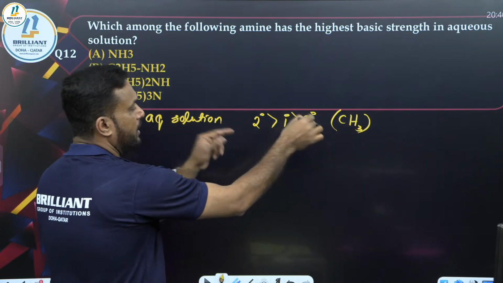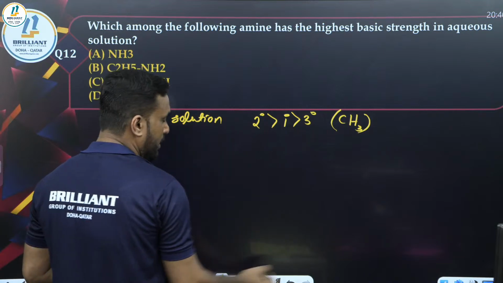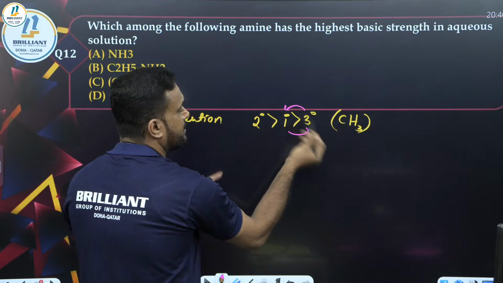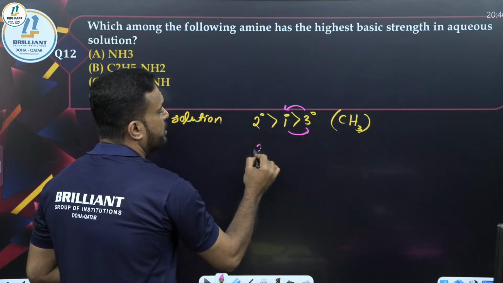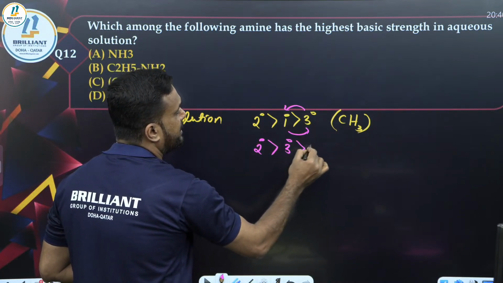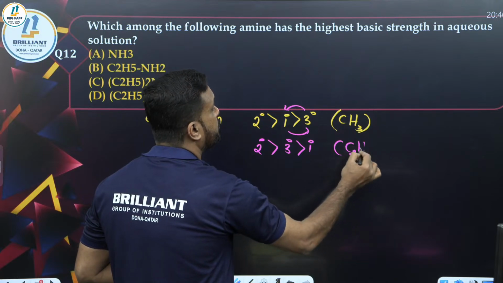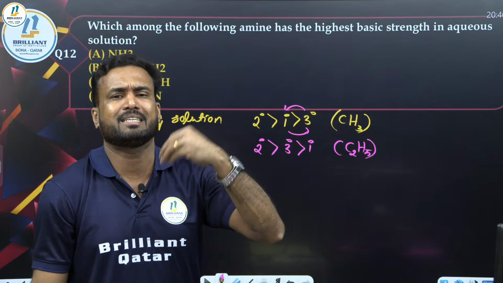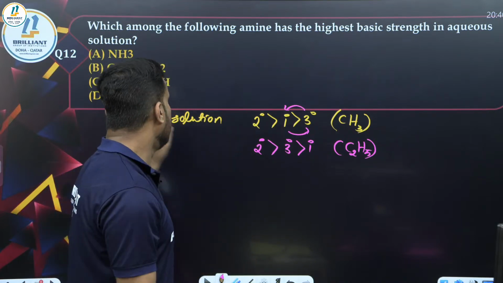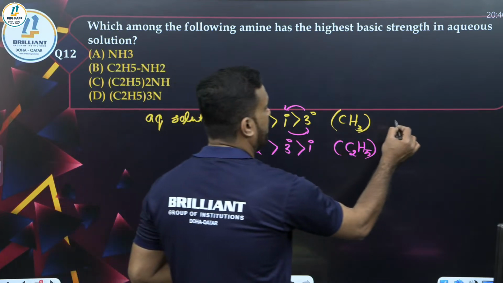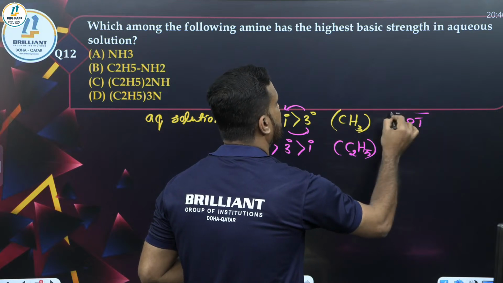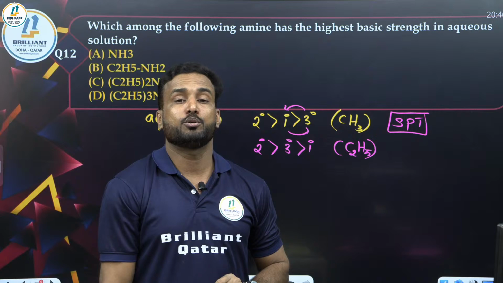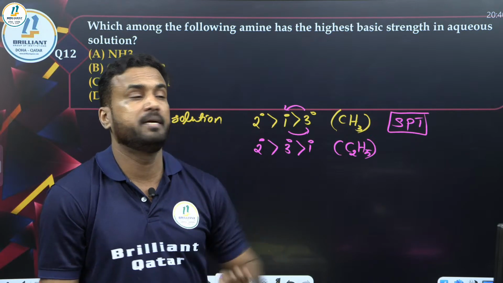In most cases it is CH3 only, but if a C2H5 group comes, you can flip the order of the second and third: secondary greater than tertiary greater than primary. Even this is part of the syllabus, but don't try to remember both, you may get confused. Better you remember only one. I tell students to remember it like this: SPT, secondary, primary and tertiary, for aqueous solution.